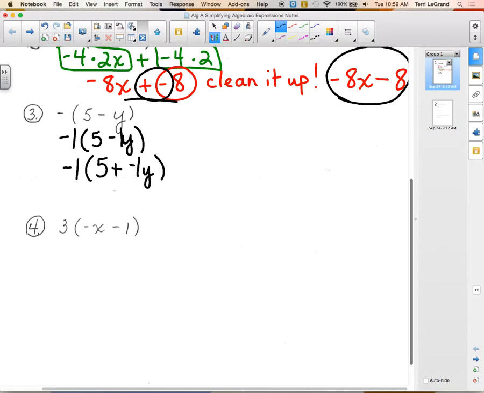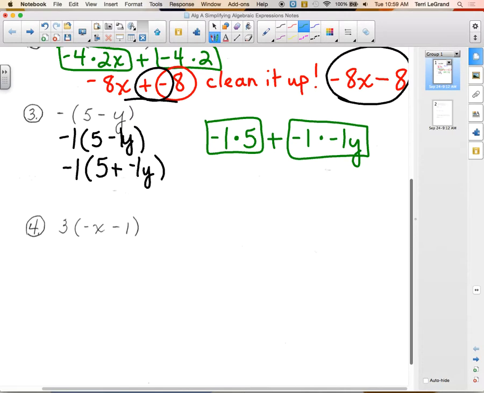Negative 1y. Okay. So in the first step, we inserted some 1s in those places where they were invisible. There was nothing in front of here, in between that negative sign and the parentheses, so we slipped a 1 in there. There was nothing in front of this y, so we slipped a 1 in there. Now we changed it to an addition problem, add the opposite, and now we're going to do our multiplication. We're going to take negative 1 times the 5. So here's one of my multiplications, plus negative 1 times negative 1y. There's my other multiplication.